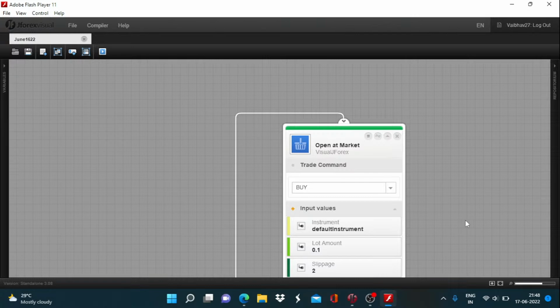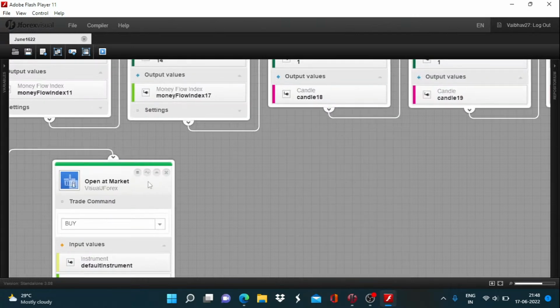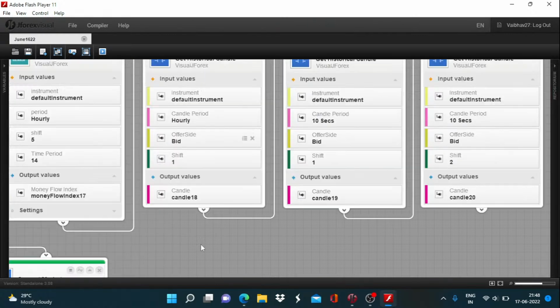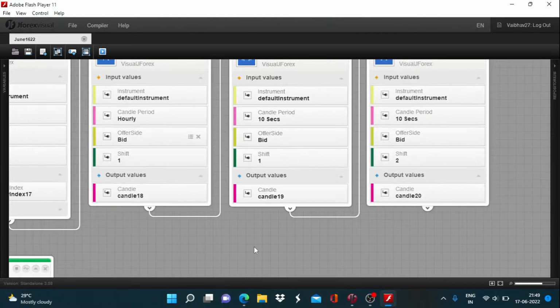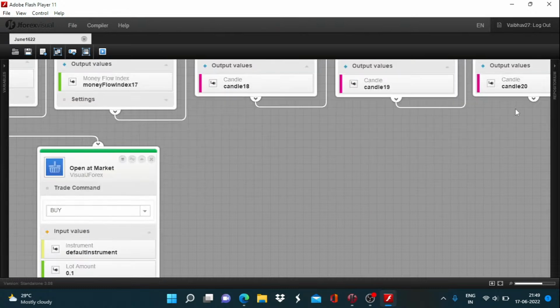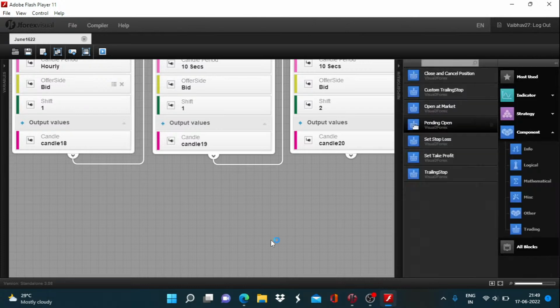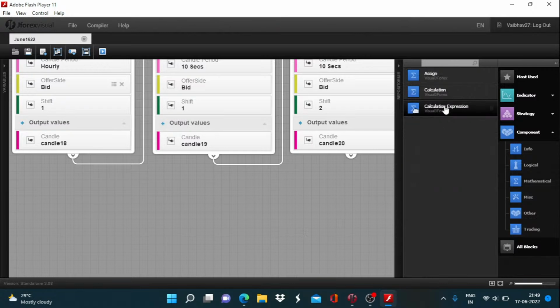So whatever is the difference between last 1 hour's closing and opening price, we will consider it. Or you can even consider the difference between high and low. So you get the measure of volatility in the underlying instrument, and then you can decide. So we will consider the last 1 hour's high and low difference, and we will take that as the stop loss, and twice of it as the take profit. Okay. So we need a mathematical component here, calculation expression.